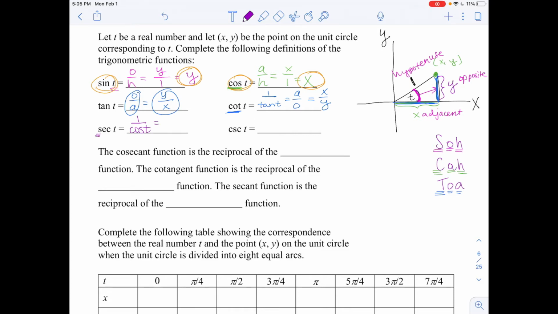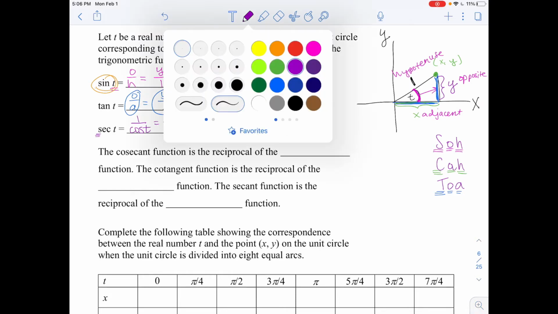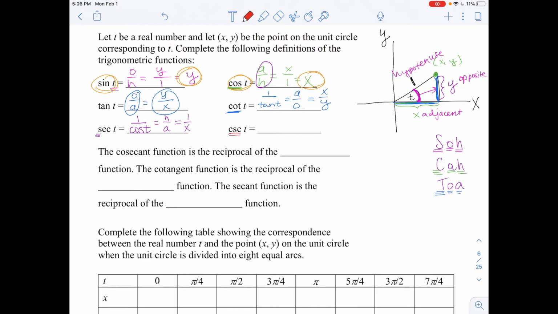So 1 over cosine just means the reciprocal of cosine, which is the hypotenuse over the adjacent, which is the reciprocal of A over H. That's also the reciprocal of x over 1, which is 1 over x. And last but not least, our cosecant is the reciprocal of sine, which we know is the reciprocal of o over h, which is h over o, which is 1 over y. So keep those in mind when we're building these functions.